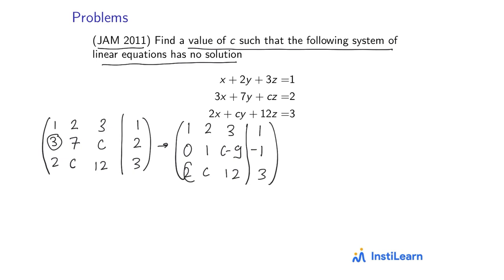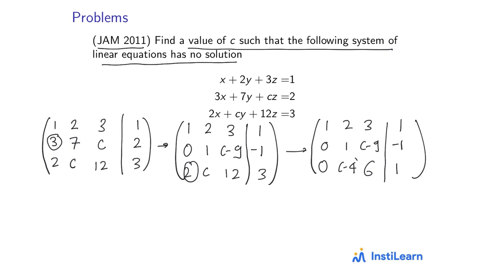Now I'll create a 0 here. So I'll again multiply the first row by 2 and subtract. So 1, 2, 3, 1. This doesn't change. Then 0, 1, C minus 9, minus 1. This also doesn't change. Then I subtract. So 2 minus 2 is 0. Here I get C minus 4. Then I get 12 minus 6 is 6, and this 3 minus 2 is 1.